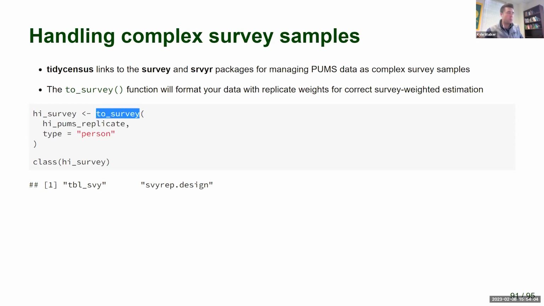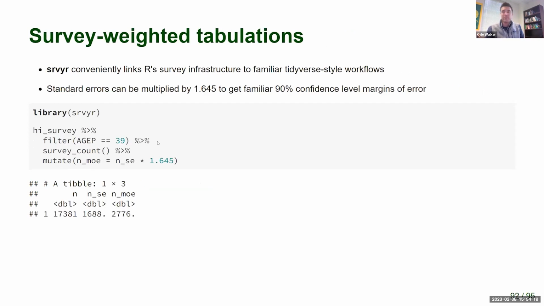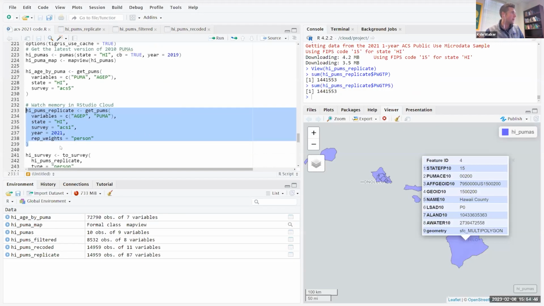The toSurvey function will format your data as a special survey data set in an appropriate way to allow for tabulation. And mindful of the time, I just want to show you a couple of these examples. The surveyor package then takes a survey data set, a complex survey sample, and then calculates appropriate survey weighted metrics, such as, let's say I want to do a tabulation of the uncertainty around the number of 39-year-olds in my data set. So I had estimated 17,381. Let's figure out a margin of error around that.